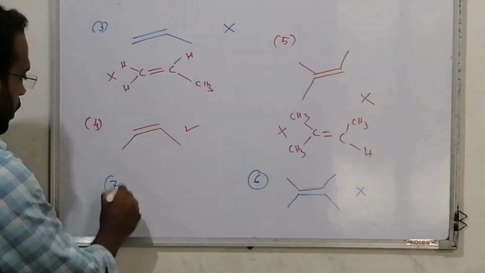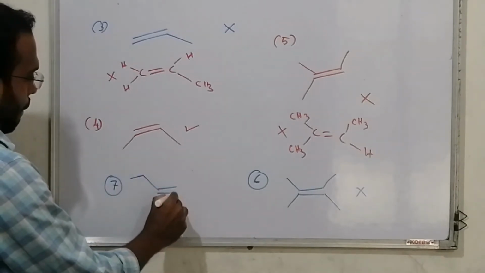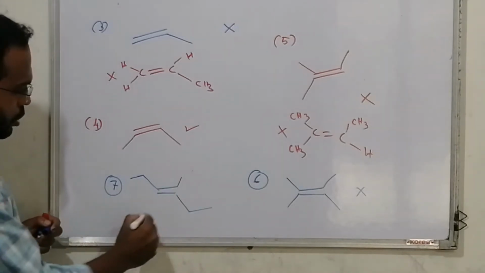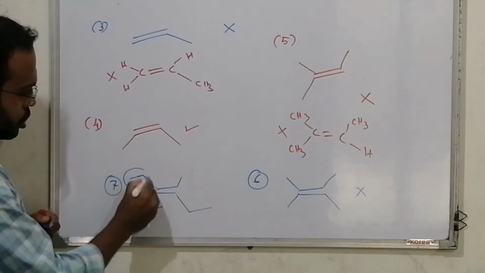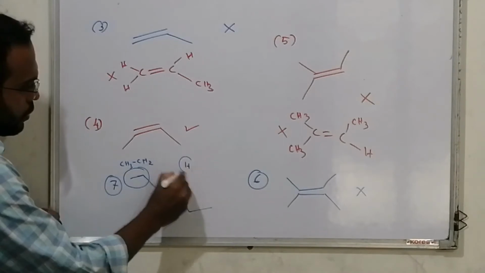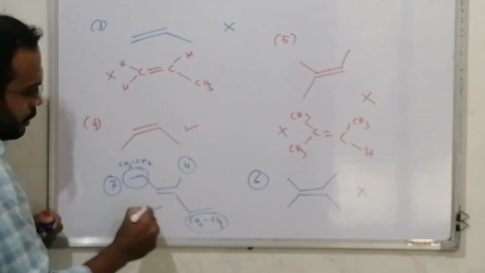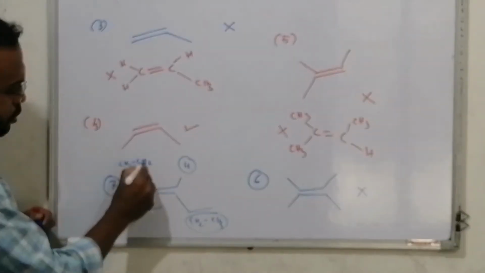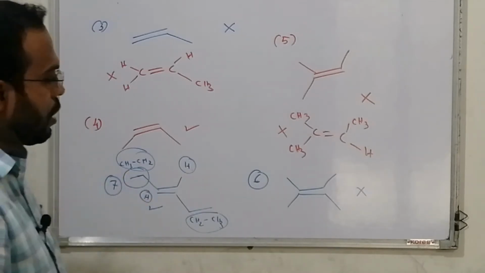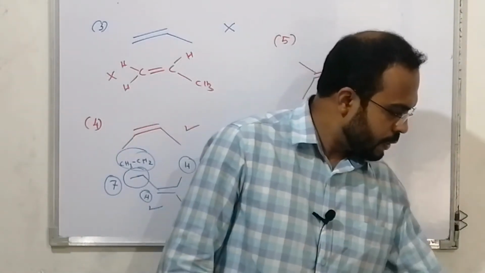But 7, I tell you an example. This shows geometrical isomerism because this group is CH3, CH2, and this group is hydrogen. This group is also CH2, CH3, and this group is hydrogen. Therefore, groups are different on this side, groups are different on this side. Therefore, it also shows geometrical isomerism. You can make more examples. No worry about it.